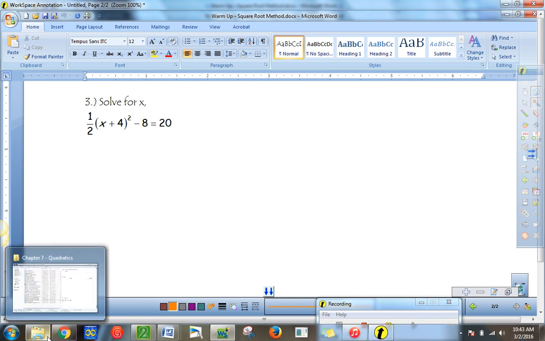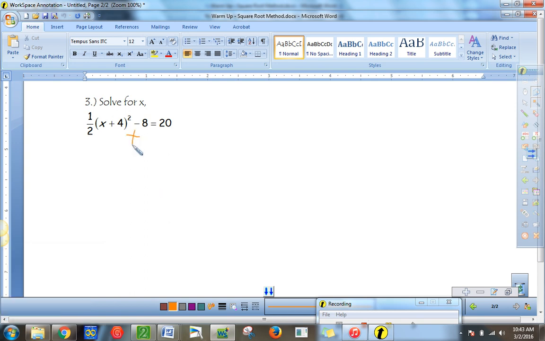What do you have to do first? First, you're going to add 8 over. What's it give me? 1/2. Do you know how to say it when it's in parentheses? Times the quantity of. Times the quantity of. How many times are you going to add it up?